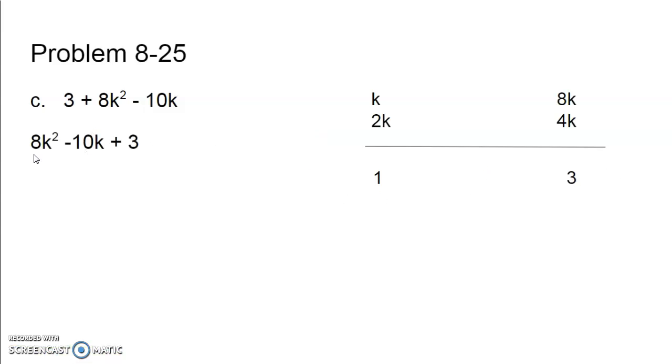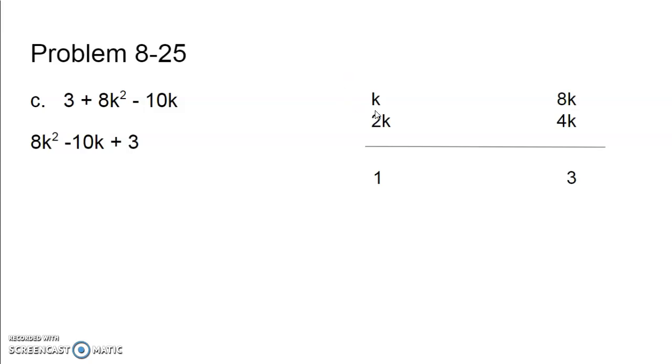You can see what I did here is I just switched this around to 8k squared minus 10k plus 3. That is the very same value as this. This, by the way, is considered proper mathematical form, written in descending order of exponents. That means the variable with the highest exponent is first. So this really is the best way to write it.